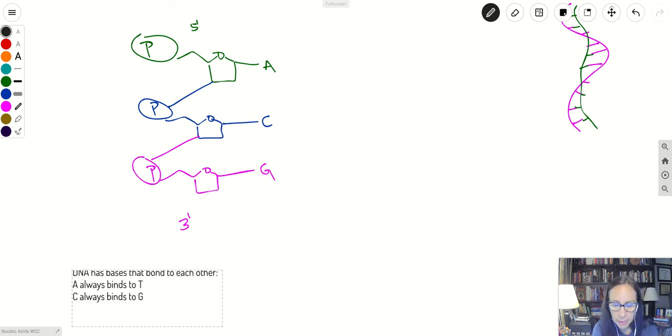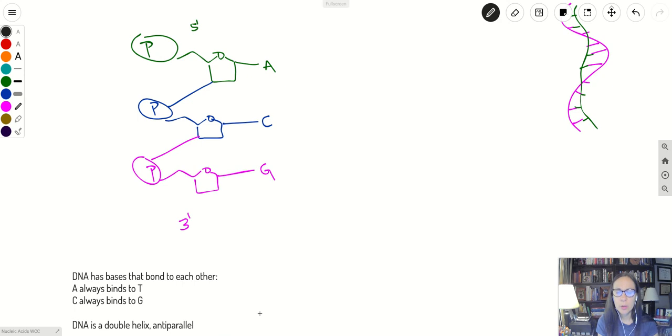The other thing I want to add here is that DNA is a double helix, and it is called anti-parallel. Okay. And so a helix because it's a twisty molecule, and double because it's double stranded. Okay, so we have our one side of the DNA molecule here. I'm going to draw the second side.